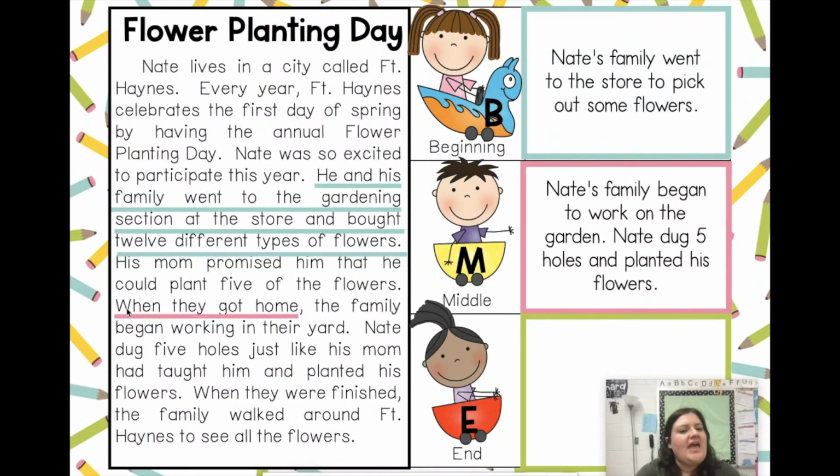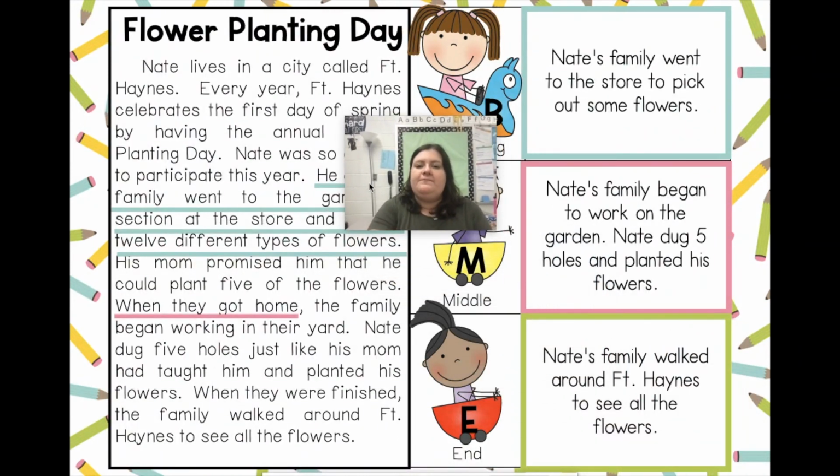Then we have the ending. By the end, Nate's family walked around Fort Hays to see all of the flowers. Again, we have the words when they were finished. That word when is that transitional word, letting me know as a reader that something else is about to happen.